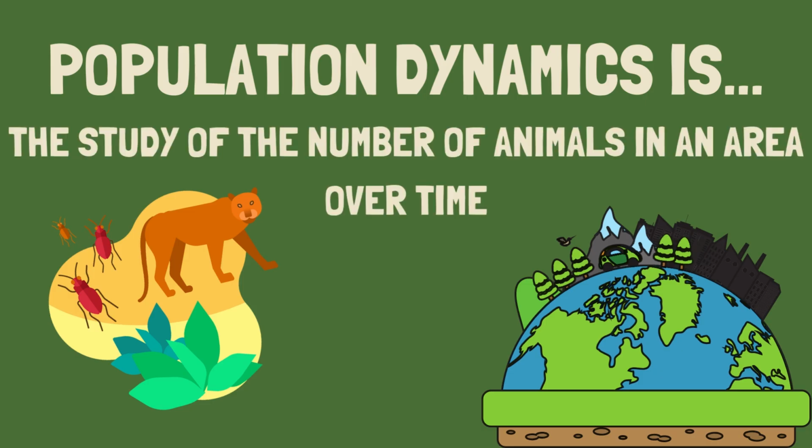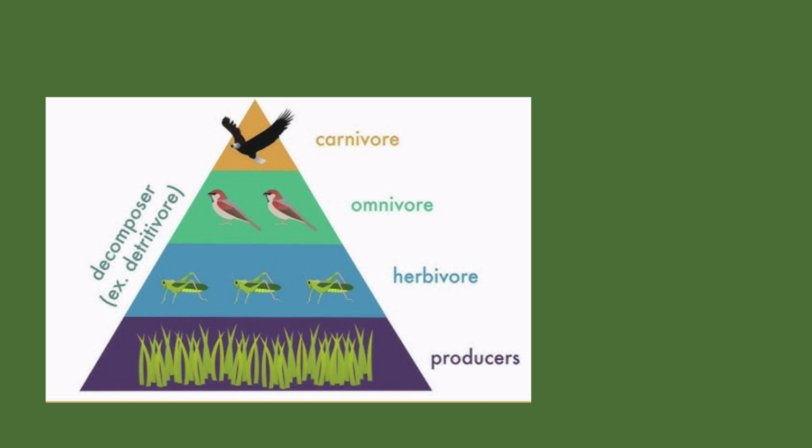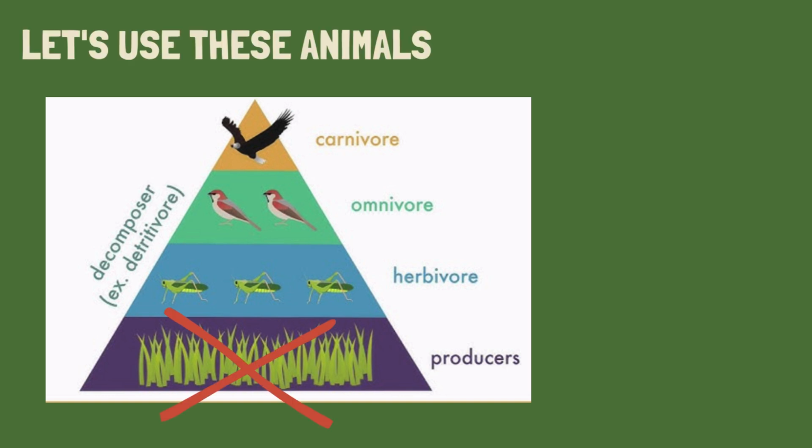Now let's look at population dynamics. Population dynamics is the study of the number of animals in an area over time. Let's take these animals as an example.